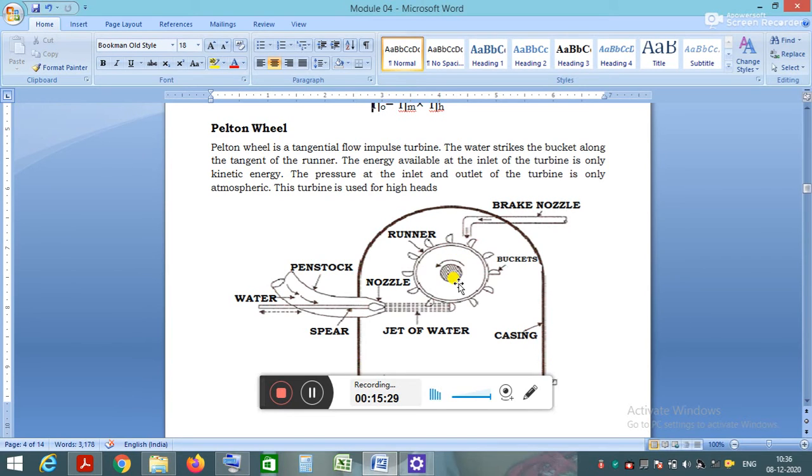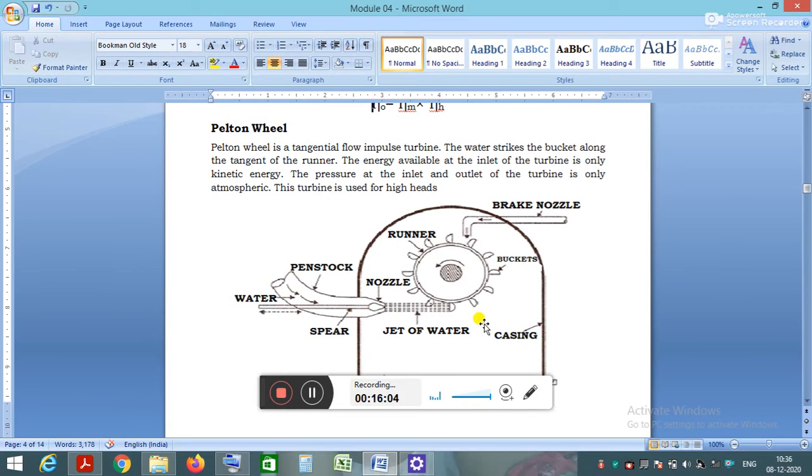In such conditions, to stop the Pelton wheel, the water is sprayed in the opposite direction of rotation using the brake nozzle. This is the function of the brake nozzle. It is used to stop the Pelton wheel when there is a need to stop it. The next component of Pelton wheel is casing. It protects the components of Pelton wheel. It acts as a safeguard.